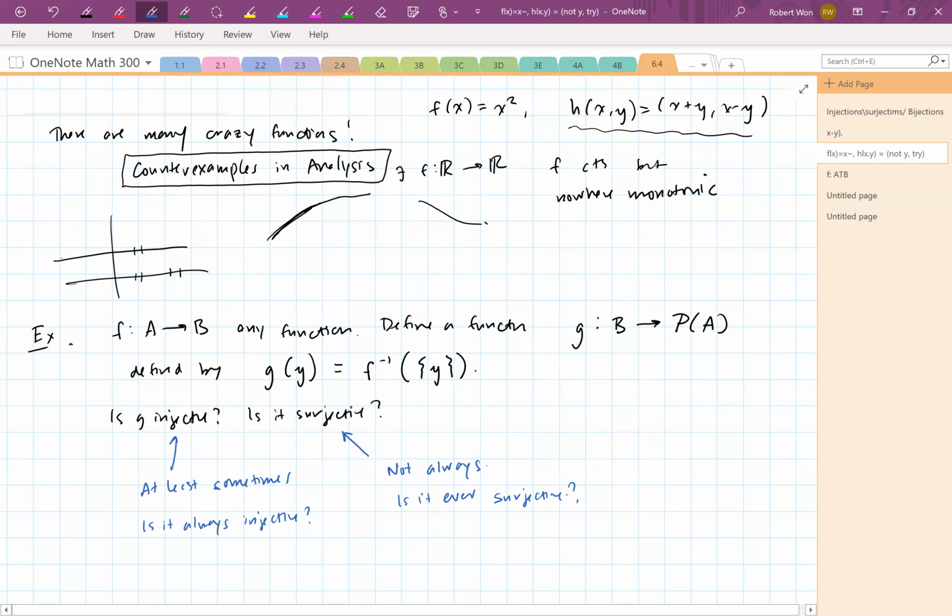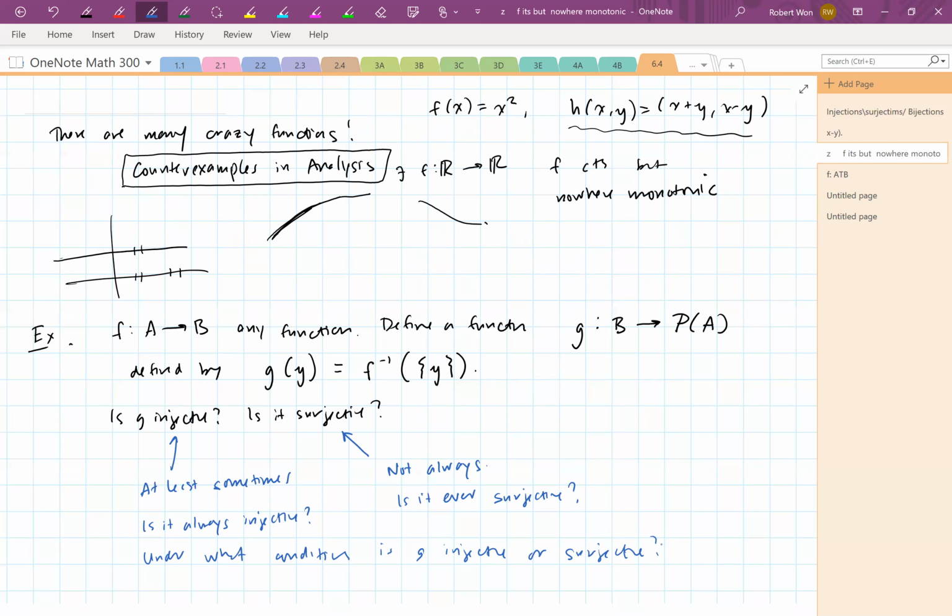These hopefully should be natural questions for a math major to ask. You could ask a more finer grained question too, right? You could ask, under what conditions, or under what hypotheses is G injective or surjective? Right? Maybe it should be related to some properties of F, right? Depending on what F is, maybe you can say if F has this property, then G is injective, or if F has this property, then G is surjective. Maybe if and only if.